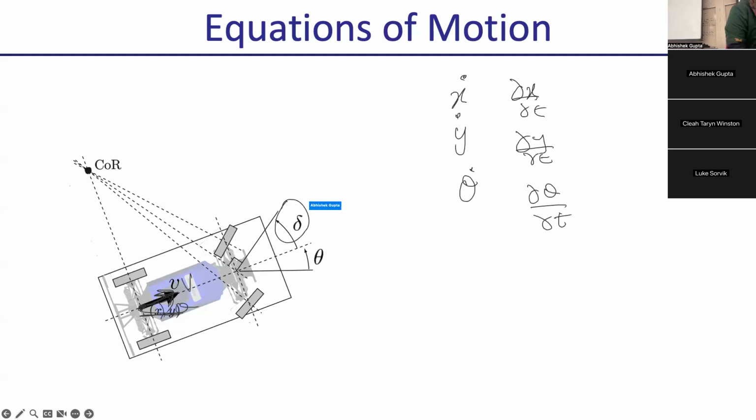Let's not worry about the steering angle for now. Theta is just the way the car is facing. So what is dx/dt going to be? What is x dot? It's the x component of the velocity, which is going to be v cosine theta. Similarly, the y direction is going to be v sine theta. This is just trigonometry. This is v, so the x component is v cosine theta and the y component is v sine theta. Just think about projecting the velocity along the axes.